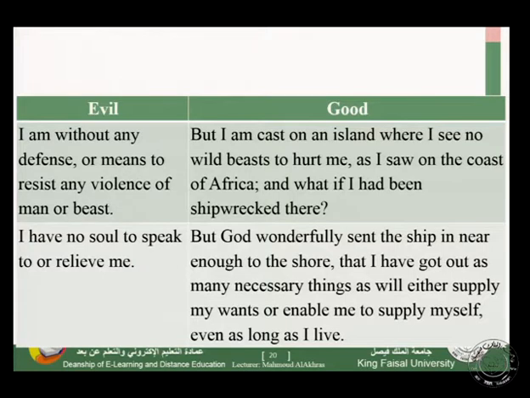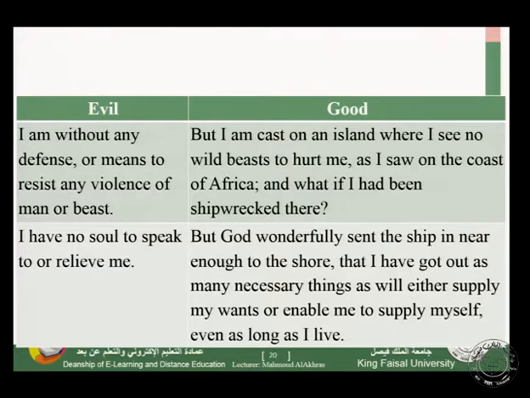At the beginning of his stay on the island, he couldn't see any dangerous animals, as I saw on the coast of Africa. And what if I had been shipwrecked there? You remember his situation in Africa. There were a lot of lions on the coast, and he killed one of these lions and skinned it. He sold that skin to the captain. You remember this. So he is lucky. There are no beasts or dangerous creatures on the island.